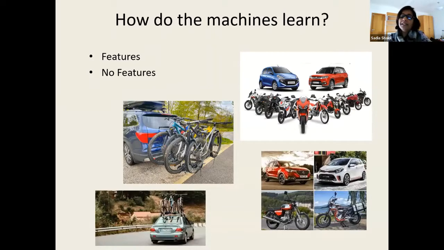However, another method can be that I just keep on showing the kid the pictures and just tell him or her that this is car, this is bike, this is car, this is bike, and let the kid learn on their own what is happening. And that is called learning by not having any features. So what do you think, which method should be the better one? Any ideas?